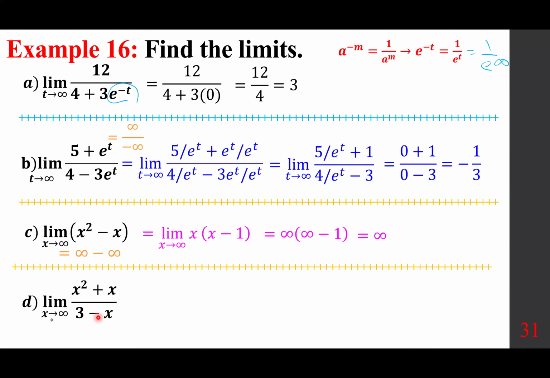Limit of x squared plus x over 3 minus x as x approaches infinity. This is a rational expression. Because x is approaching infinity, you divide by the highest degree term in the denominator, namely x, and simplify. So as you divide everything by x, you get x plus 1 over 3 over x minus 1. And we're going to replace the x with infinity. This becomes infinity plus 1. 3 over infinity becomes 0. And infinity plus 1 is infinity over negative 1. The only thing you want to be careful of, because of the sign in the denominator, we get negative infinity.